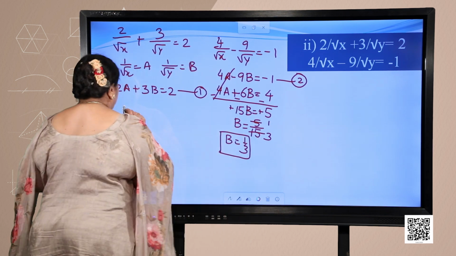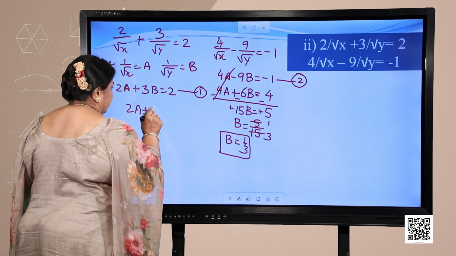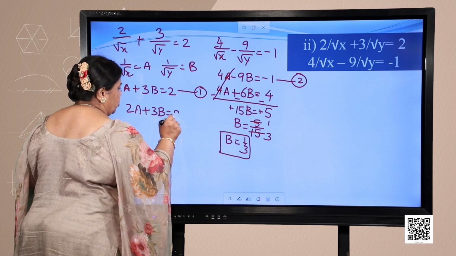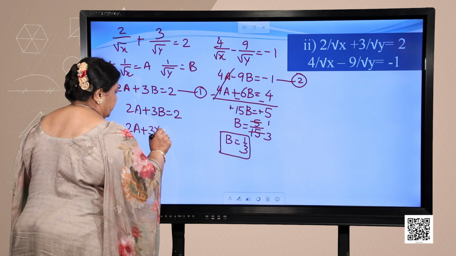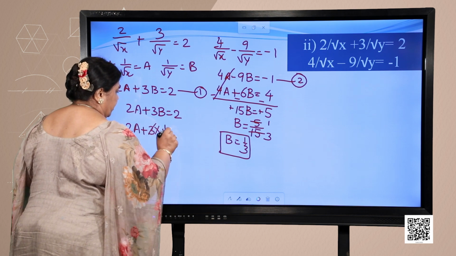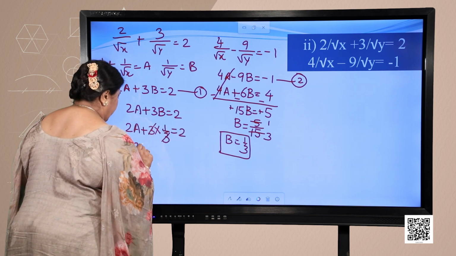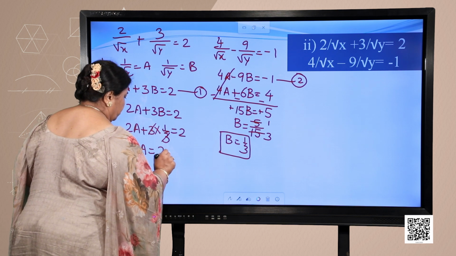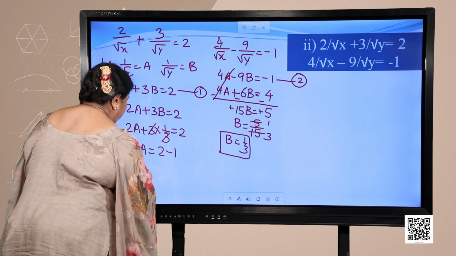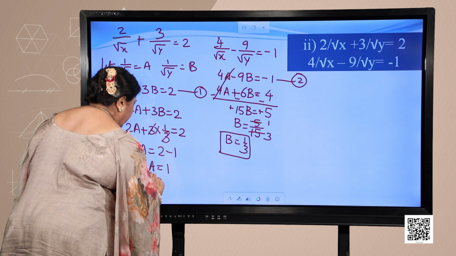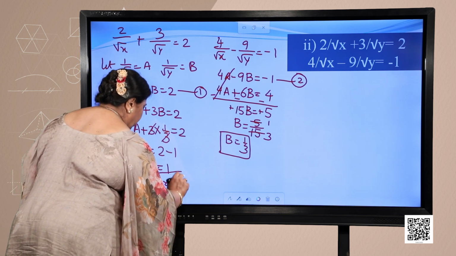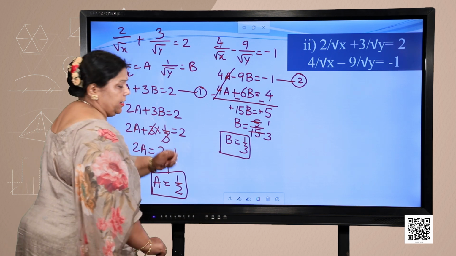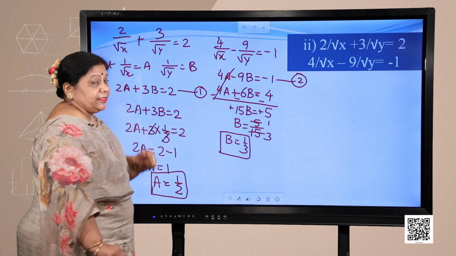We take this equation, 2a plus 3b is equal to 2. Let us substitute the value of b here. It is 1 upon 3. So, 2a is equal to 2 minus 1. So, 2a is equal to 1 or a is equal to 1 upon 2. We have got the value of a and b, but we need the value of x and y.